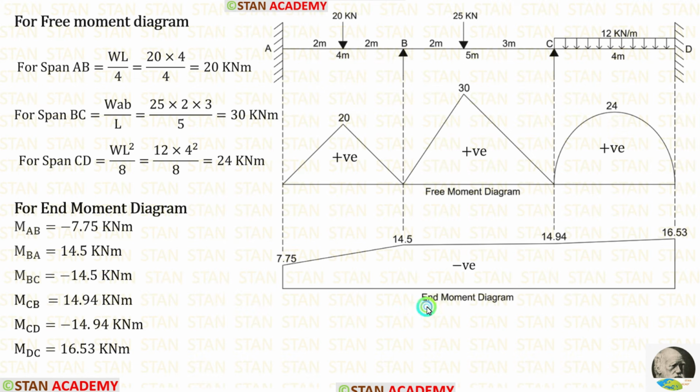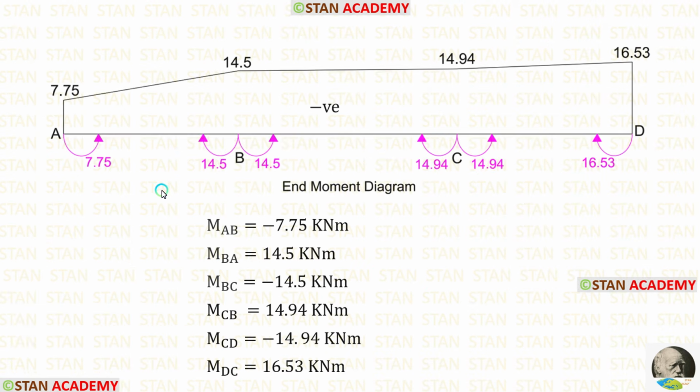Now let's see how to draw the end moment diagram. For drawing the end moment diagram, we have to see the direction of the curves. First, we have to arrange these moments in the curves. For MAB, we have a negative value because it is acting in the anti-clockwise direction. So, at the point A, we have to make an anti-clockwise curve towards the point B.